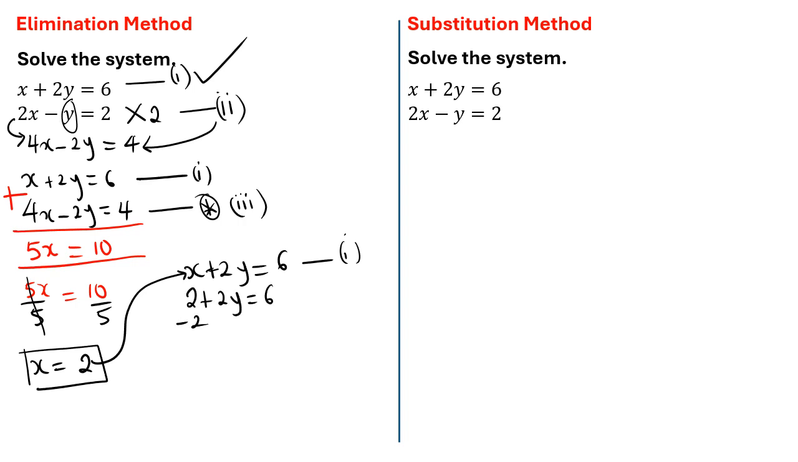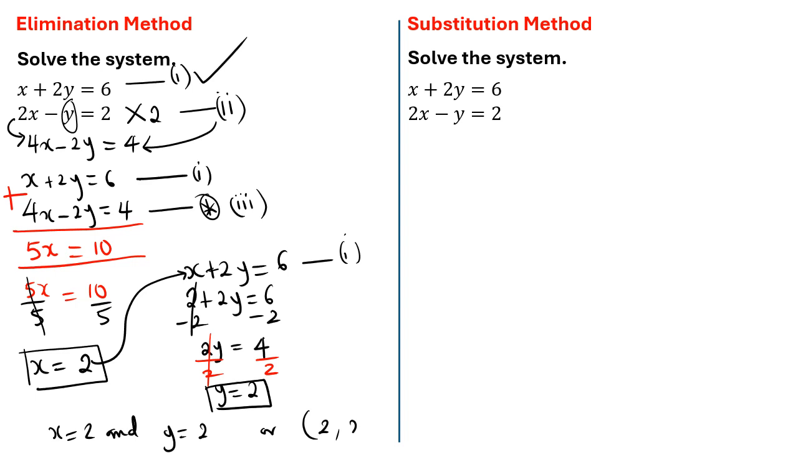So I'm going to subtract 2 on both sides and cross this out. Then I'm left with 2y is equal to 4. All I have to do here is divide both sides by 2 and cross that 2 out, and y will finally be equal to 2. So in this case, the solution to this problem will be x equal to 2 and y equal to 2, or you can just write it as 2 comma 2 in brackets like that.